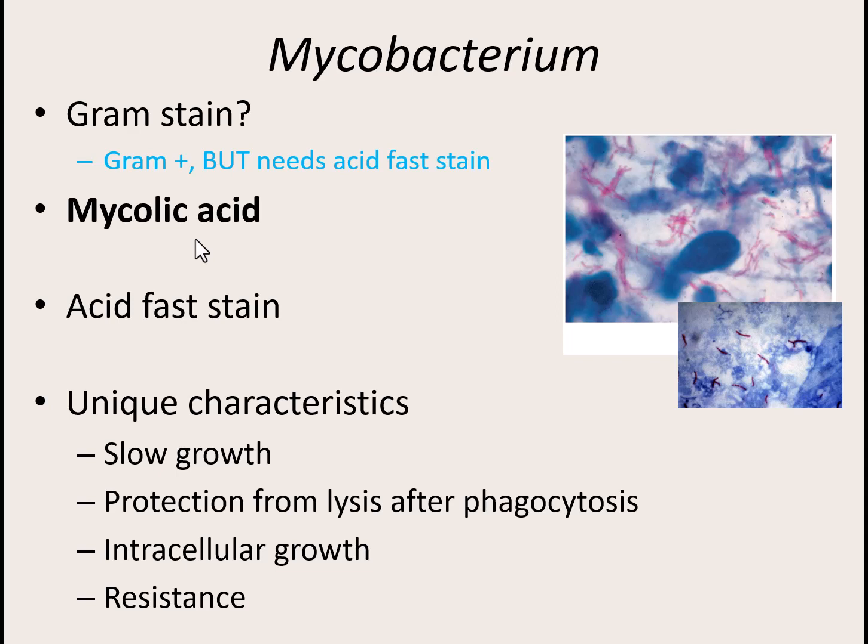Other unique characteristics: they are slow to grow. It just takes a lot of extra work to make that mycolic acid in the cell wall. If they do get eaten by our phagocytes, they don't get broken down, so they can survive getting eaten. They can survive in those phagocytes, so they can grow intracellularly. They are resistant to lots of antimicrobial drugs. They're also resistant to heat, drying, chemicals, and disinfectants.